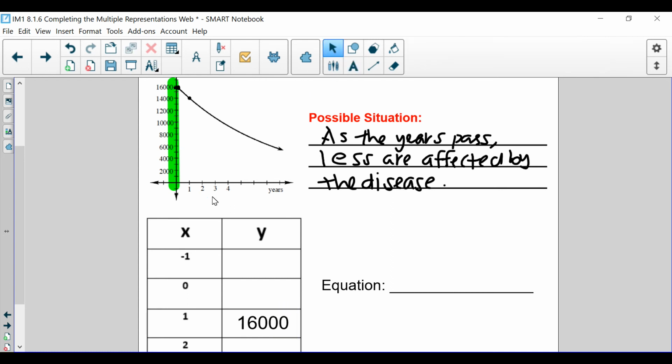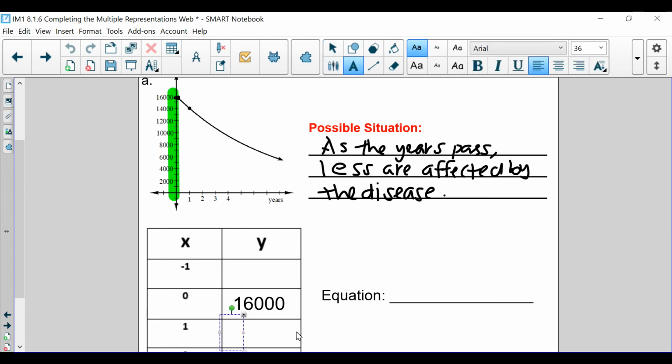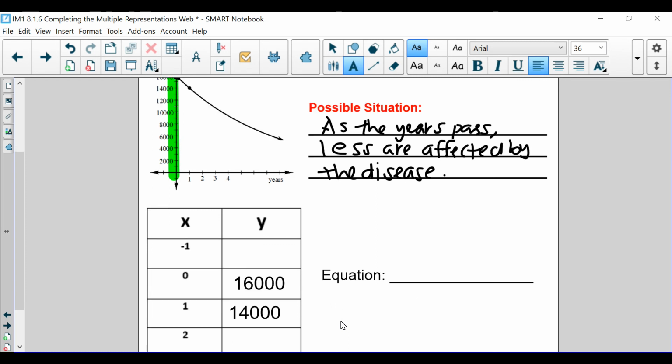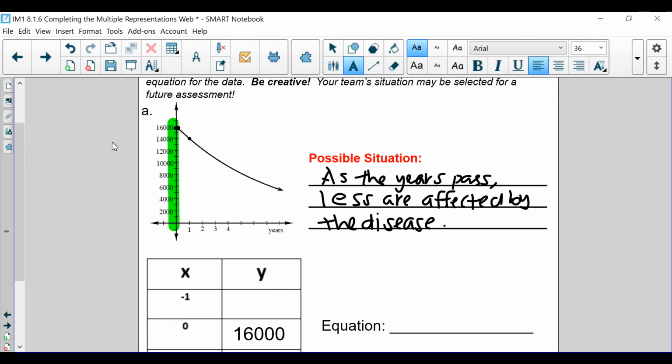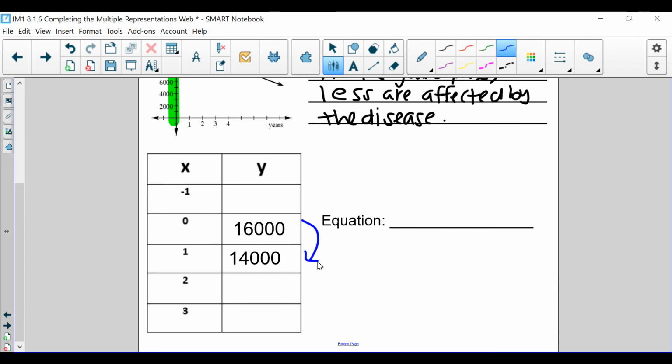Then we're going to figure out, okay, 1 has how many? 1 has 14,000. I actually wrote this in the wrong place. It should be up here. Okay, so then it should be 14,000, which is here. And then we're going to talk about what we notice. Well, first of all, we know this is exponential because it is curving. But how do you figure out what the multiplier is? How do you figure out what happens from here to here? So in 1 year, we notice the value goes from 16,000 to 14,000.